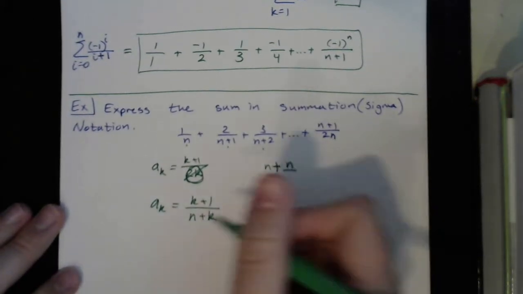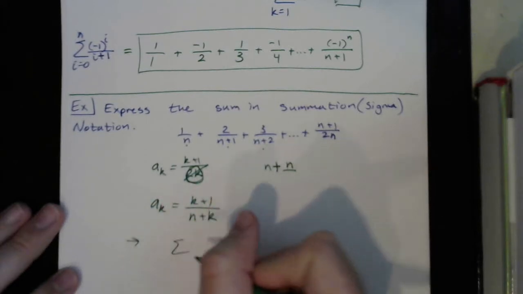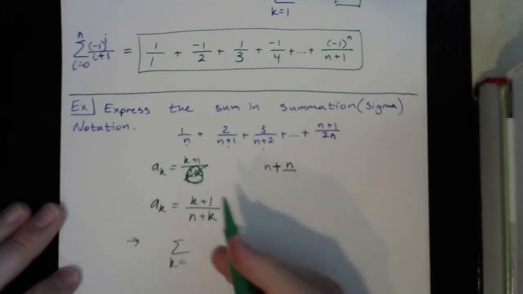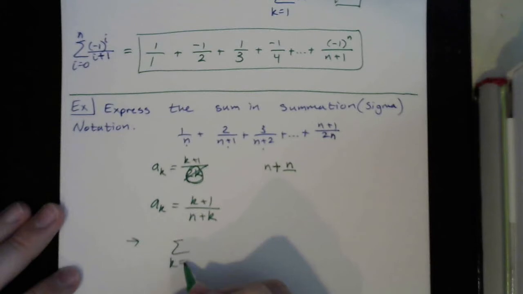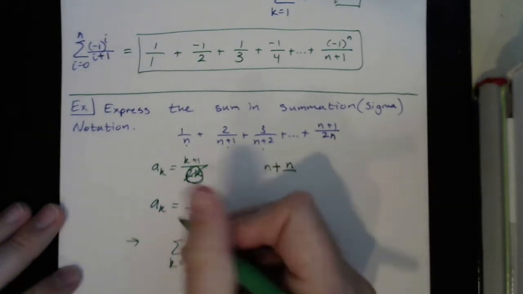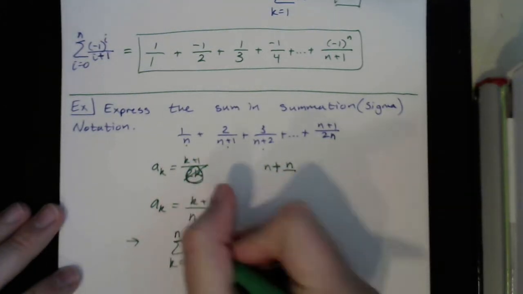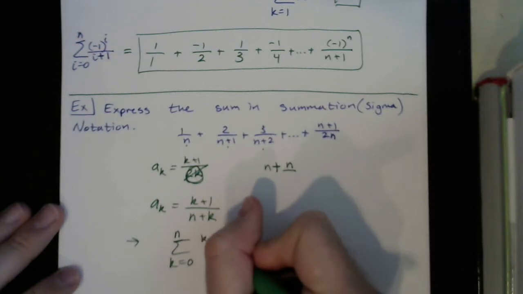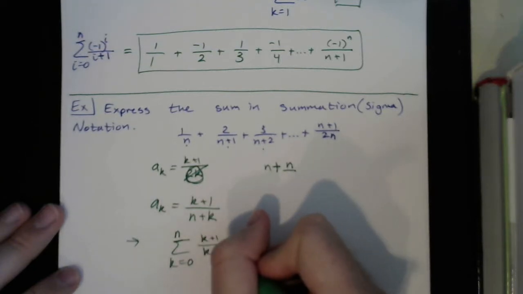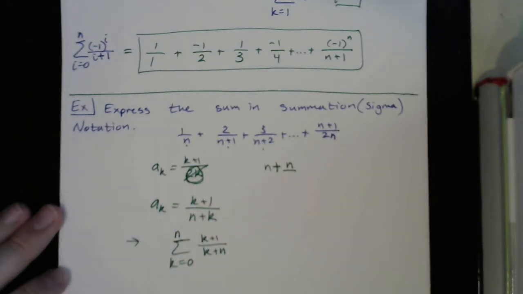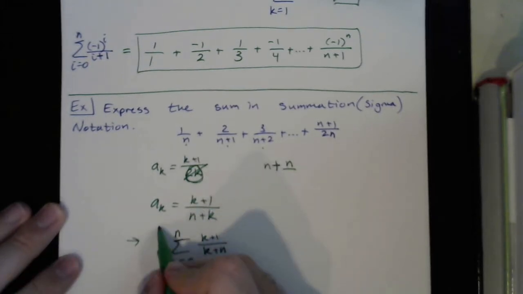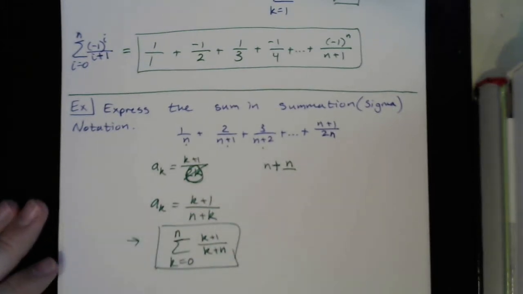So our summation then would be the sum from k equals, we add nothing here, so now we know we need to start at 0, up to n of k plus 1 over k plus n, or n plus k. I decided to change it around. And that's our summation.